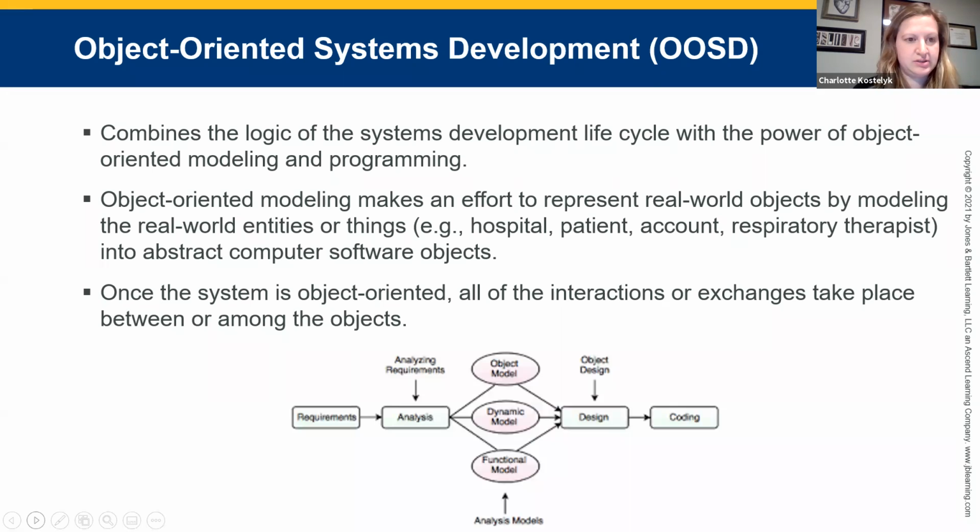So you'll have different phases of this one. So we have that object-oriented analysis at the beginning. And then you see the object model. We have a dynamic model where we're getting more feedback in the functional models as they all interplay. Then we go into the design and then coding, like all the techie stuff behind that. So once the system is object oriented, all the interactions or exchanges take place between or amongst these objects. So that's how they can test it out.